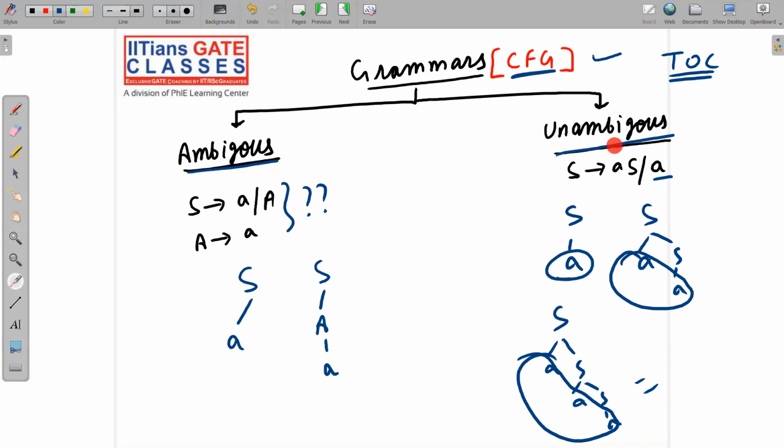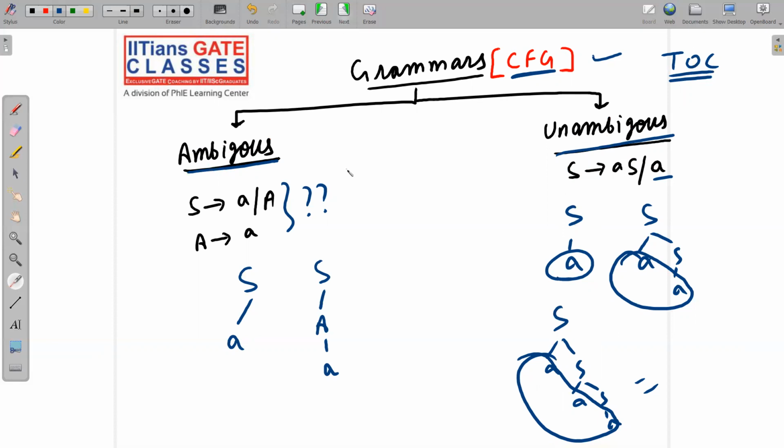A grammar is said to be unambiguous if and only if, for each and every string generated by the grammar, there exists exactly one parse tree. I think I have made the point clear. If you are still not able to follow, I am saying again and again, watch my TOC playlist. You will get the idea about what ambiguous and unambiguous grammars are.